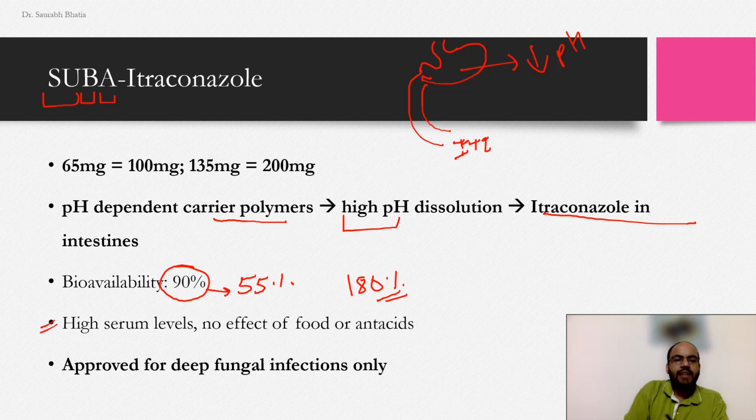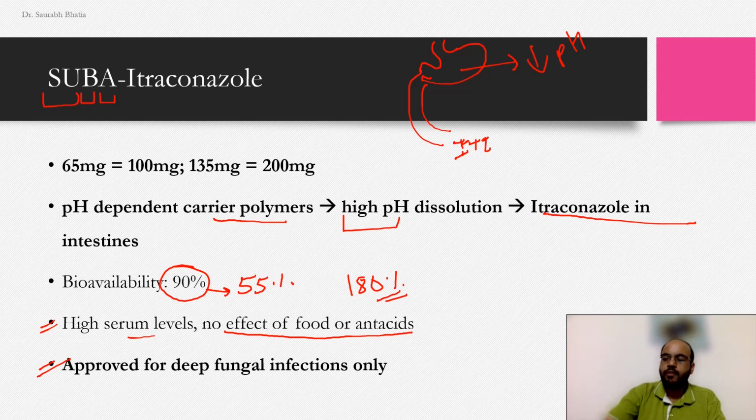It leads to high serum levels and no effect of food or antacids. That is one of the good advantages of SUBA-Itraconazole. Okay. But always remember one thing. It has been approved for deep fungal infections only. It is not to be used in dermatophyte infections till proper studies happen, till it has an approval.